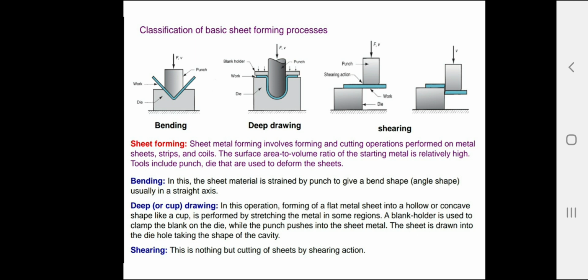This is a forming process where a flat metal sheet is formed into a hollow or concave shape like a cup, performed by stretching the metal in some regions. A blank holder is used to clamp the blank on the die while the punch pushes into the sheet metal. The sheet is drawn into the die hole, taking the shape of the cavity. In the figure you can see the deep drawing process. The blank is there, the punch is there, the dies are there and the workpiece is there.